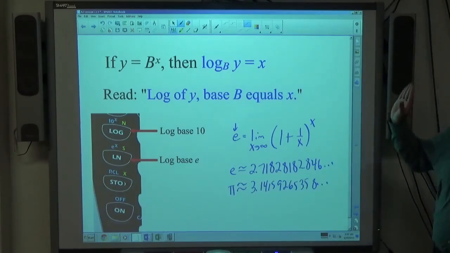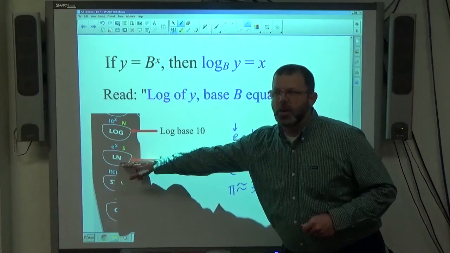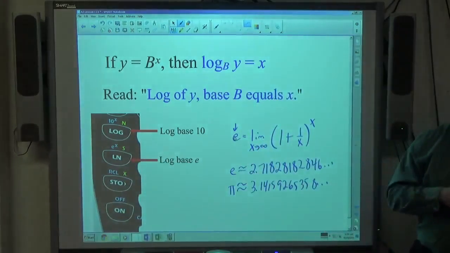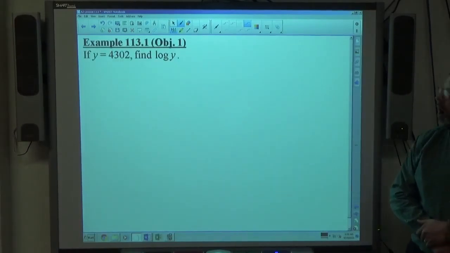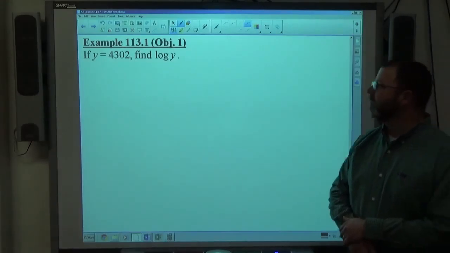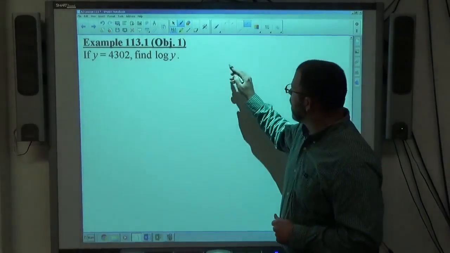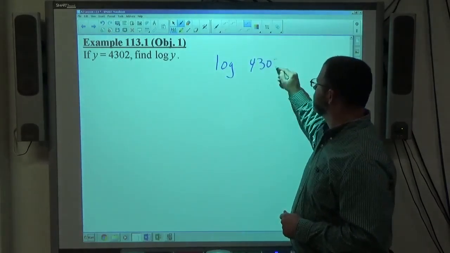So log is log base 10, ln is natural log, base e. And those are the two bases we're going to be dealing with. We will not do logs in different bases as of yet. All right. If you take a look at example 1, y equals 4,302, find log y. So let me just show you stuff here. So this is log of 4,302, right?